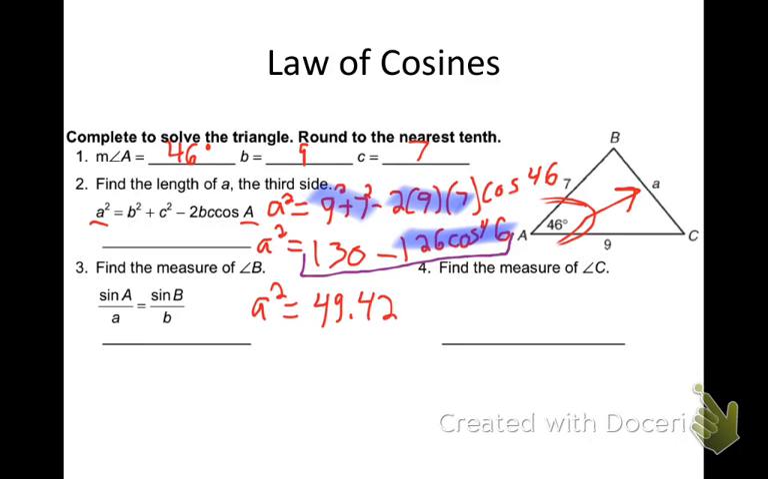49.42. Is that my answer? No, because what undoes a squared term? Square root. So I have to do the square root of that. Square root of 49.42 gets me approximately 7 point, was it?